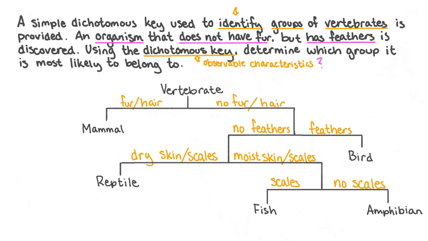We'll start at the top, knowing that our organism is some type of vertebrate, and we've been told that this organism does not have fur. Continuing downwards, we reach another branch. And this time, we know that our mystery organism has feathers. Here, our path ends, and we find the group bird. So, the group that an organism that does not have fur, but does have feathers, is most likely to belong to, according to this dichotomous key, is bird.